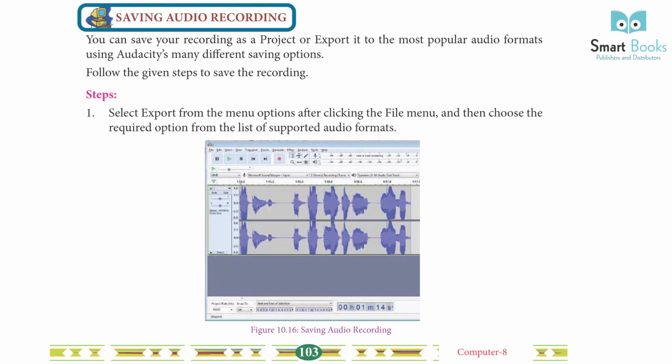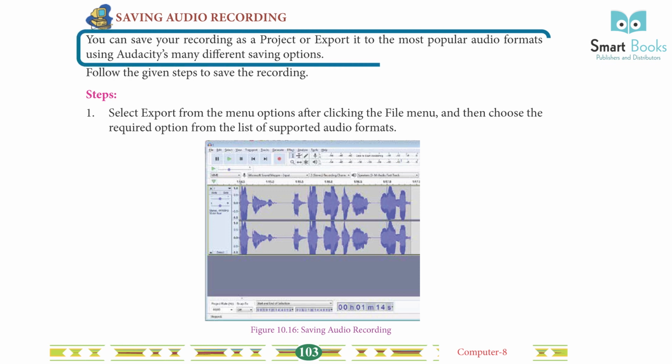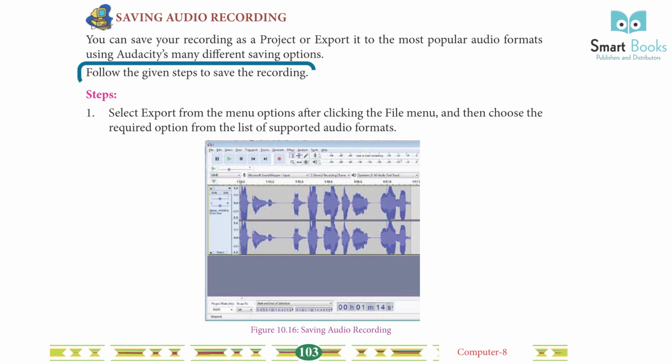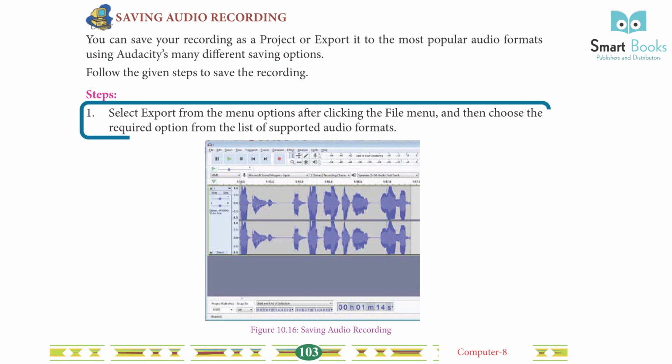Saving audio recording. You can save your recording as a project or export it to the most popular audio formats using Audacity's many different saving options. Follow the given steps to save the recording. Steps 1. Select export from the menu options after clicking the file menu, and then choose the required option from the list of supported audio formats.